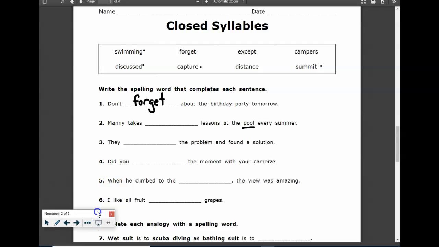And our last one for this is, I like all fruit, blank grapes. I like all fruit, but I like grapes. I don't like grapefruit though. I like all fruit except grapes.